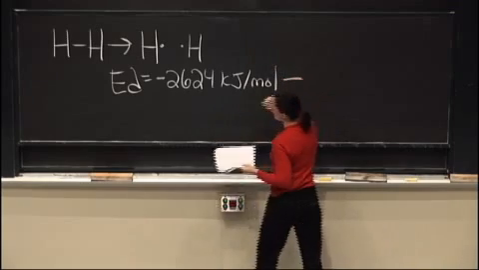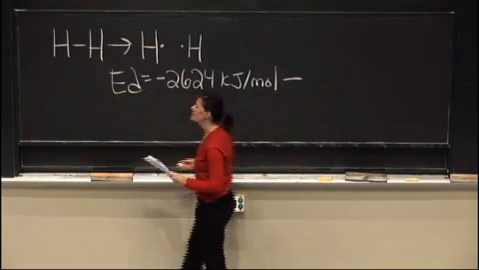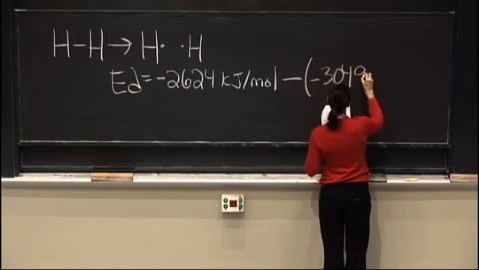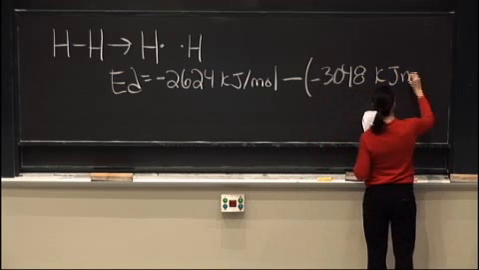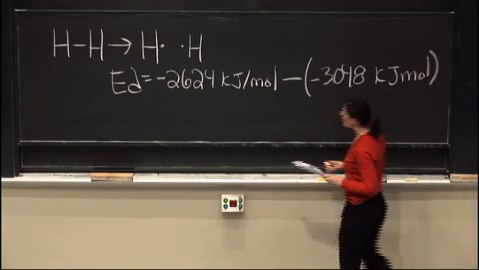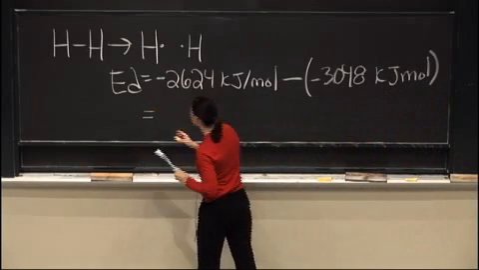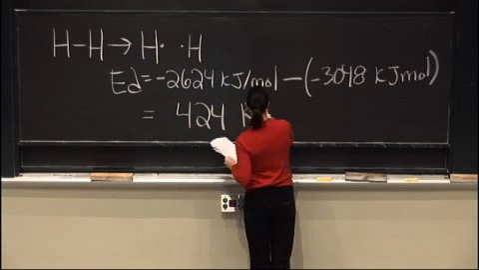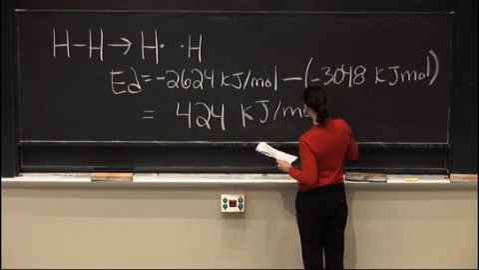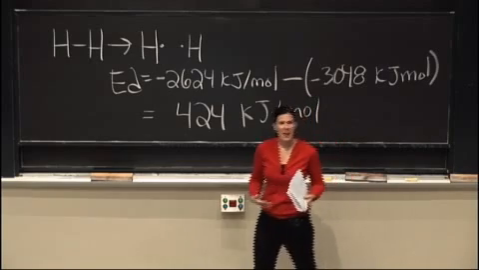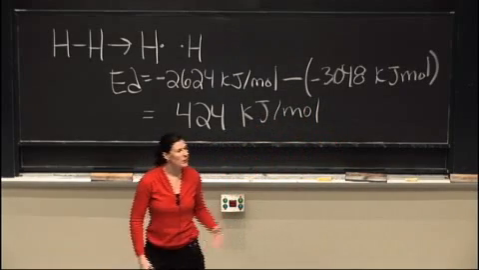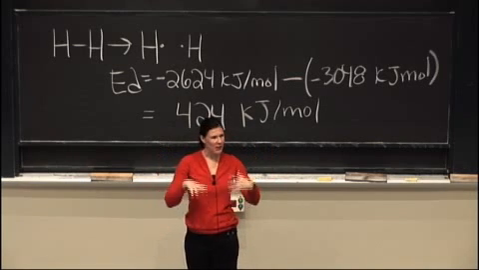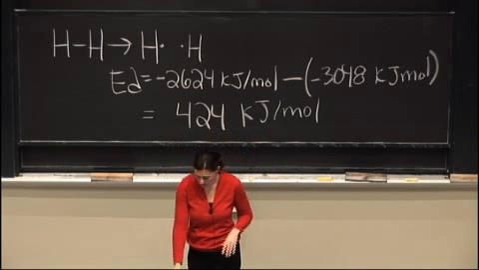And we want to subtract the energy of the hydrogen molecule itself. So that's going to be negative 3048 kilojoules per mole. So what we get for the dissociation energy for a hydrogen atom is 424 kilojoules per mole. So what that means is that's how much energy we would have to put into a hydrogen molecule in order to get it to split apart into its two atoms.